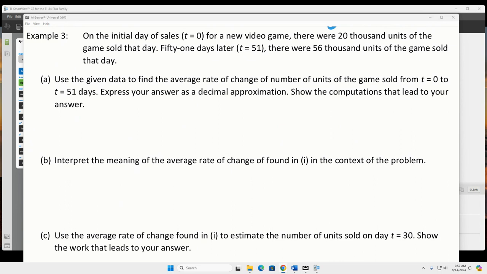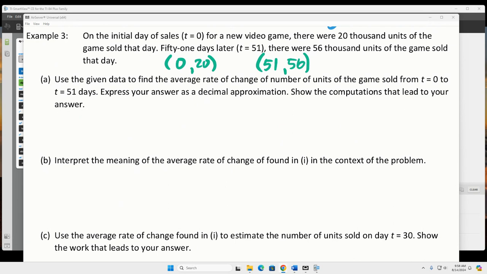Okay, so we are going to start off, and I'm just going to write an ordered pair for each bit of information that they gave us. And so the first coordinate is always the independent variable, and the second is the dependent. So do you think days is going to be independent, or do you think number of games sold is going to be independent? Days has to be independent. All right, so what's the first independent variable? 0. And then what goes with it? 20. You can do 20,000 if you want to. I'm just going to do 20, and we'll take care of the thousands later. All right, and then the other one is day 51. 56,000.